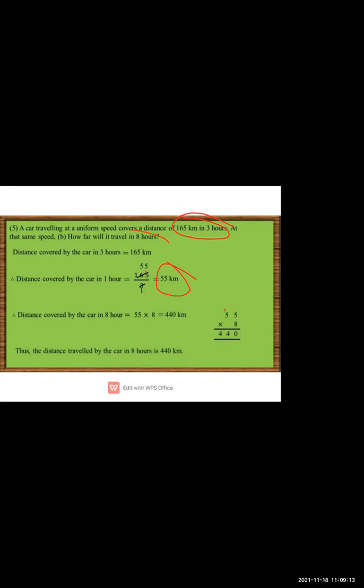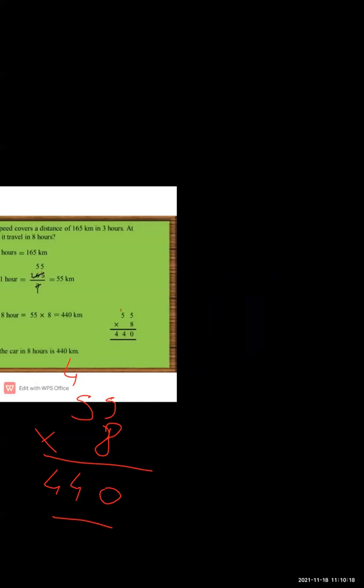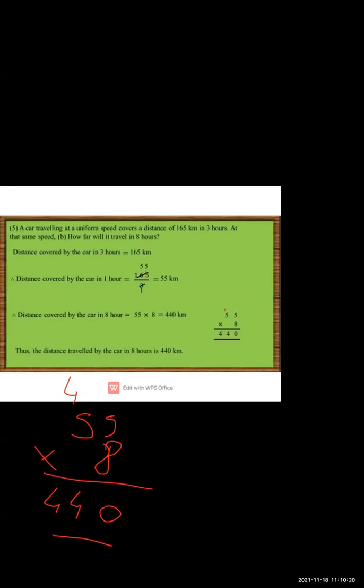So in 8 hours how much will we cover? We will multiply 55 multiplied by 8. So here we got 440. Thus the distance traveled by the car in 8 hours is 440 kilometer.